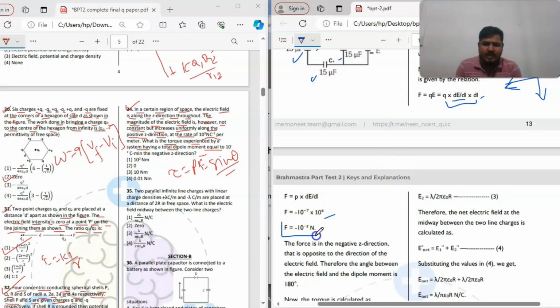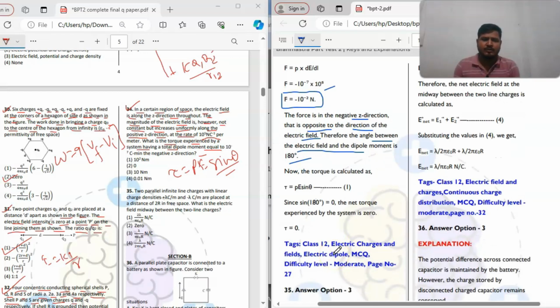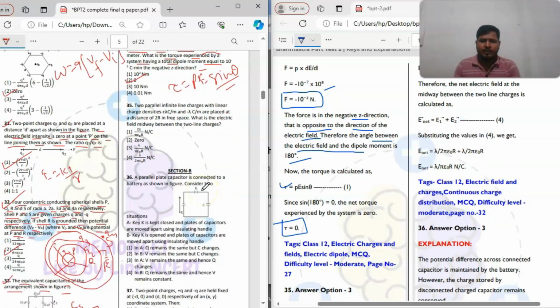After solving this, we get F equal to minus 10 to the power minus 2. So we observe that the force is in the negative z direction, which is opposite to the direction of the electric field. Therefore, the angle between the electric field and the dipole moment is 180 degrees. Now we use the formula tau equal to P sin theta, and putting in the value of theta, we get tau equal to 0. So our second option is the correct option, right? Okay. Now move to the next question.